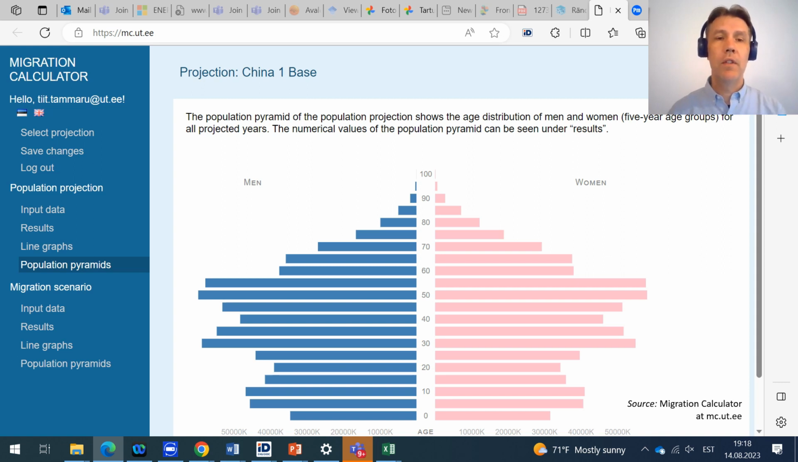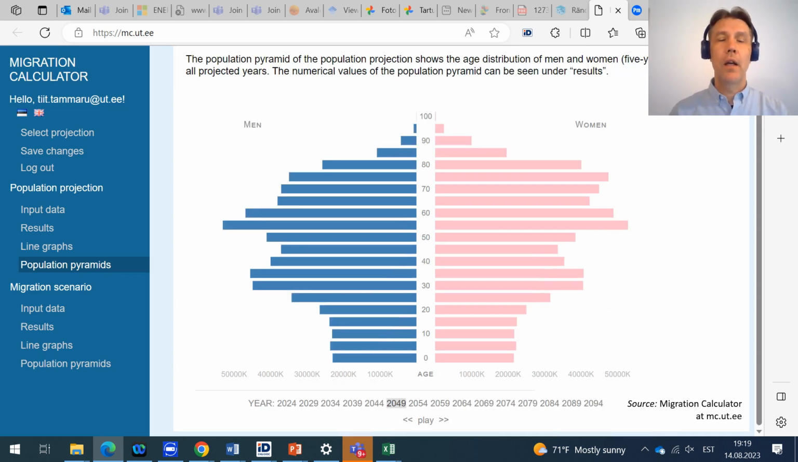At the moment there are still lots of people who are in the family ages in China, but already in the middle of this century, we see quite important aging taking place. The number of children is decreasing further, and the population of China is getting older.